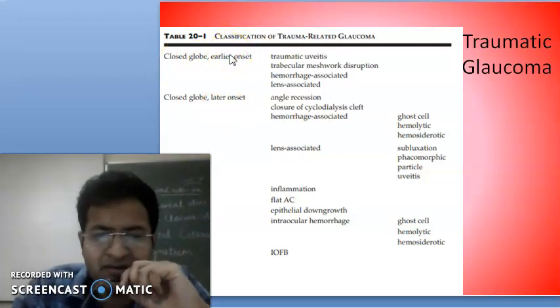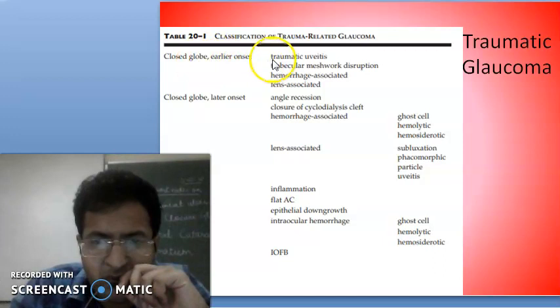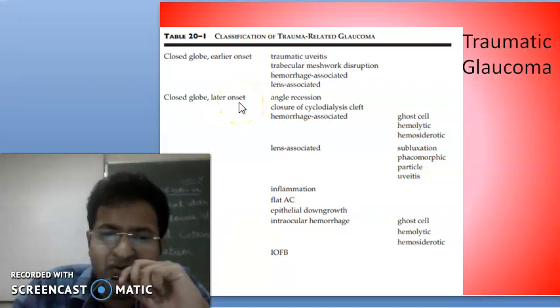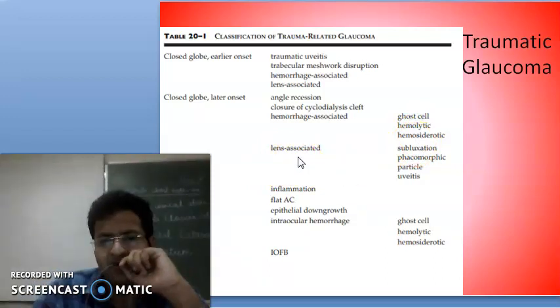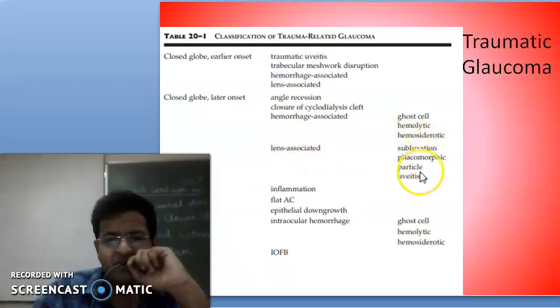What are the early causes in closed globe injuries? It can be due to traumatic uveitis, if there is a disruption of the trabecular meshwork, if there is an associated hemorrhage, and if there is lens-associated glaucoma. Later-onset closed globe injury glaucoma can be present because of angle recession and closure of the cyclodialysis cleft, or associated hemorrhage, which can be ghost cell, hemolytic and hemosiderotic, and lens-associated glaucoma, late onset closed globe injury due to subluxation, phacomorphic, particle and uveitic glaucoma.